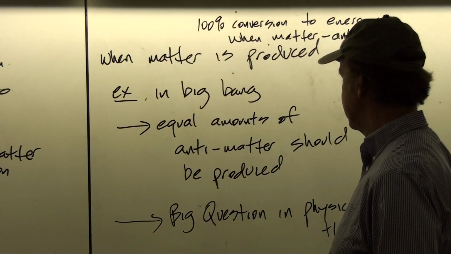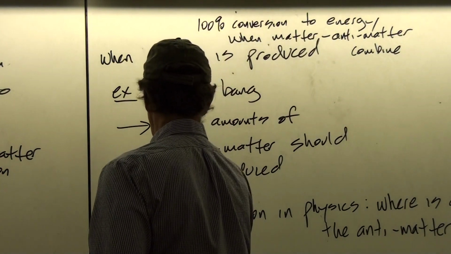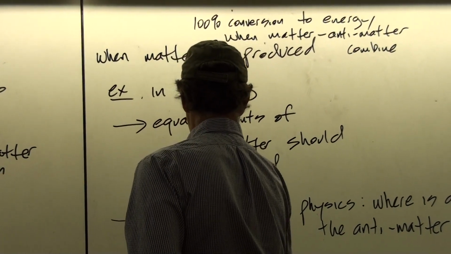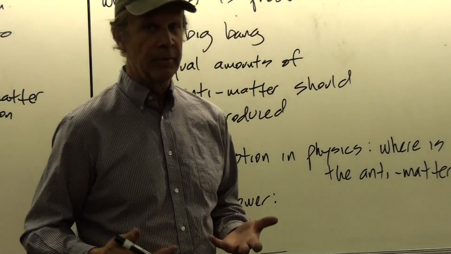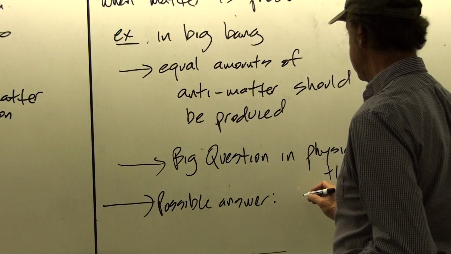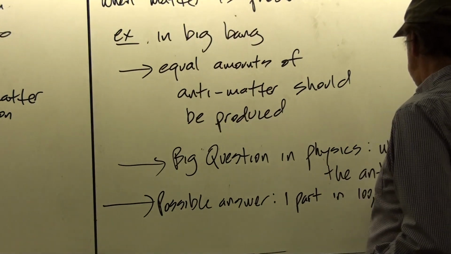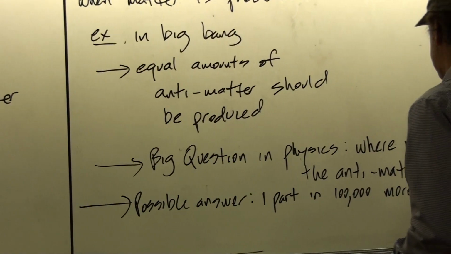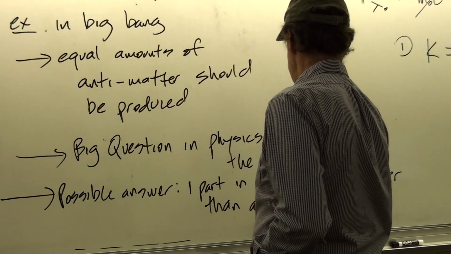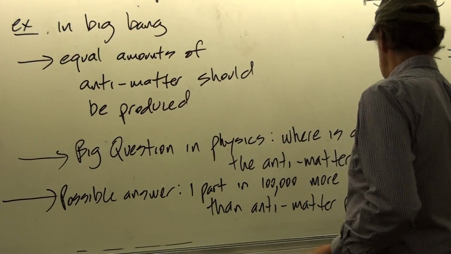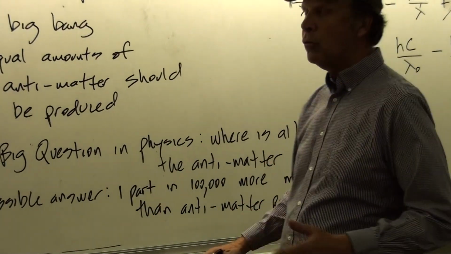But that still doesn't answer the question of why we don't have a whole bunch of antimatter in the universe today. And one possible answer, although it hasn't been proven, is that there's a slight asymmetry in the laws of physics between how much matter and how much antimatter is produced. The possible answer then is this asymmetry may cause something like 1 part in 100,000 more matter than antimatter to be produced in the Big Bang. And so all but 1 part in a billion canceled.